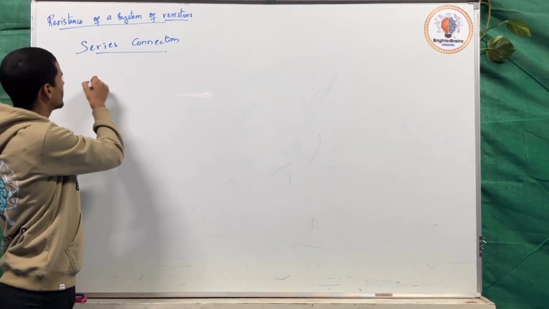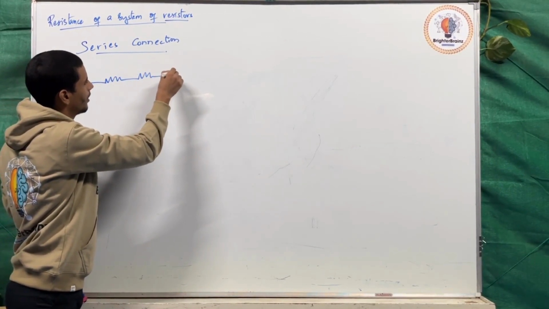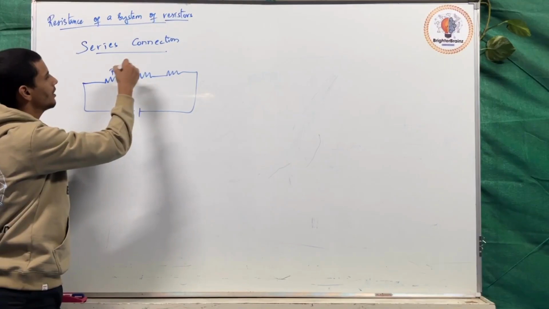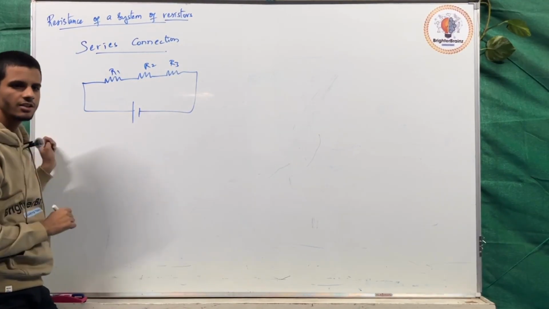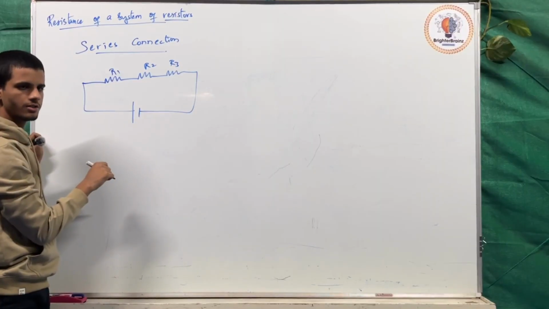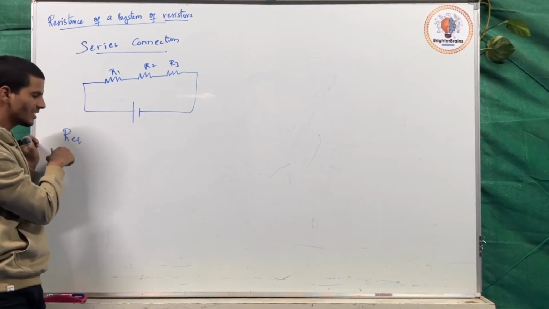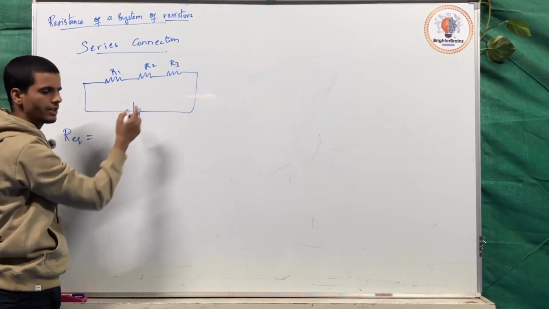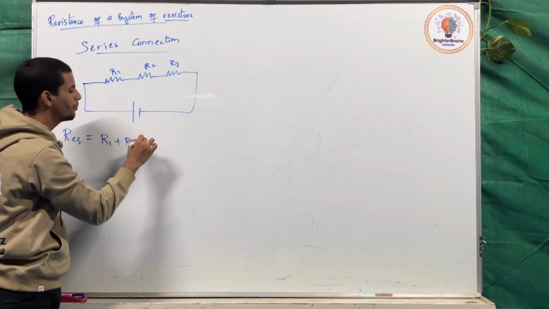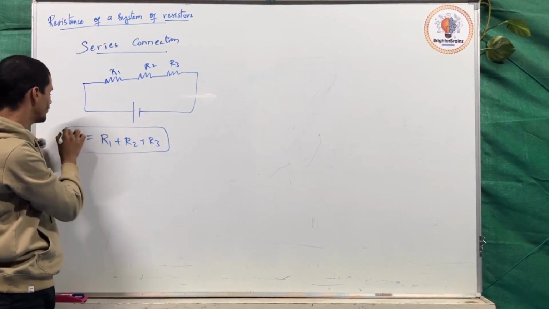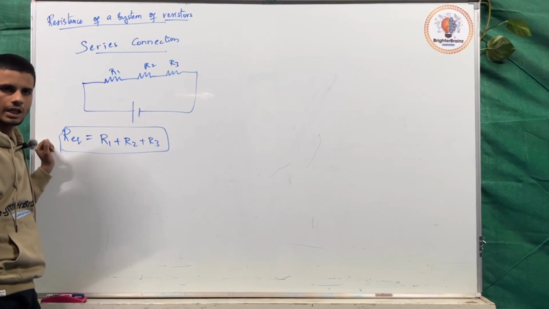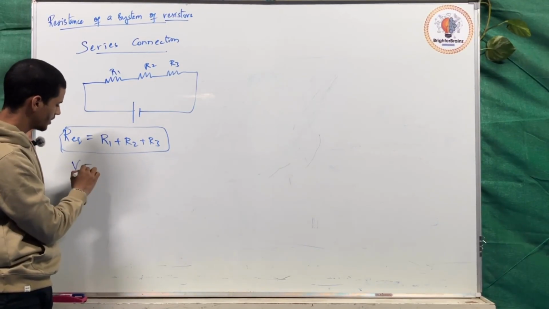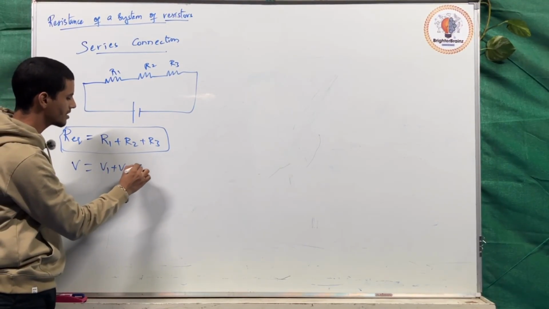When the circuit is in this way, R1, R2, R3 are connected in series. So we need to find the total resistance. If we want to find the total resistance, such resistance is called equivalent resistance. Our equivalent resistance is equal to the sum of all the resistors, that is R1 plus R2 plus R3. This is derived from Ohm's law. Here the current I will be the same and the potential difference will be V1 plus V2 plus V3.